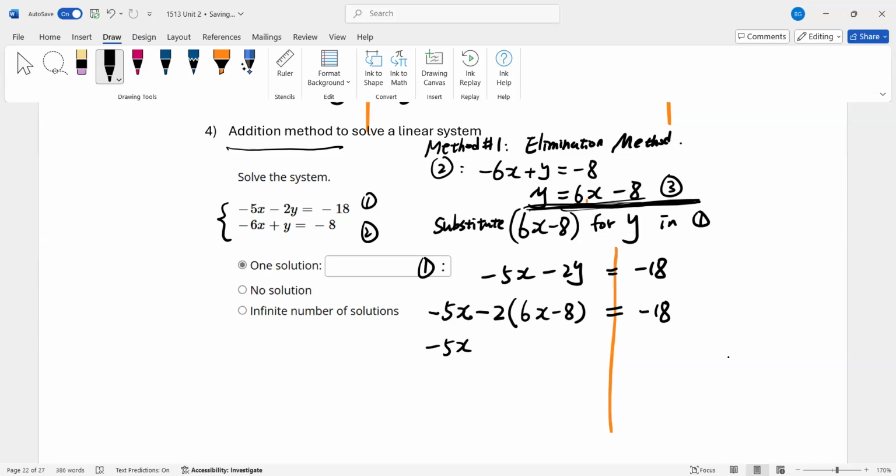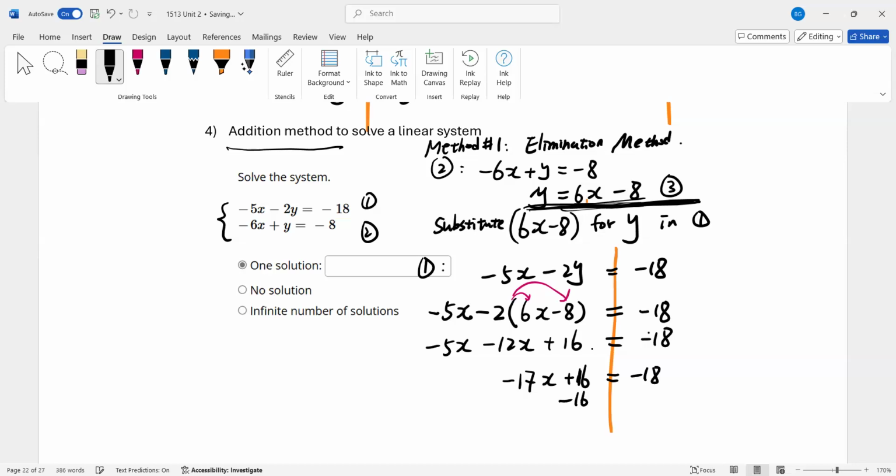-5x, distribute. -2 times 6x, -12x. -2 times -8, positive 16. How important foundation 2 is. If you struggle with this, watch the video I posted. So this is the distributive property, okay? On the right side, -18. Simplify the left side. -5x, -12x, -17x plus 16 equals -18, right?